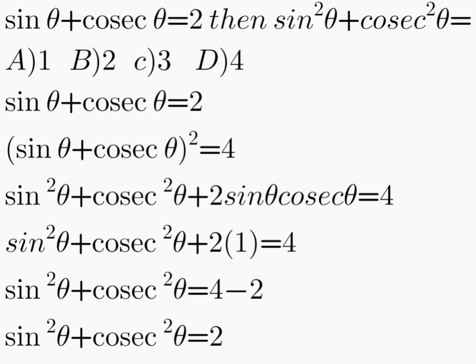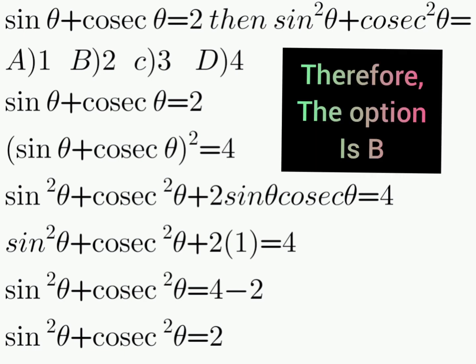So sin square theta plus cosecant square theta plus 2 into sin theta and cosecant theta, which are reciprocal to each other, 2 into 1 is equal to 4. Therefore sin square theta plus cosecant square theta is equal to 4 minus 2. Therefore sin square theta plus cosecant square theta is equal to 2. Therefore the option is B.